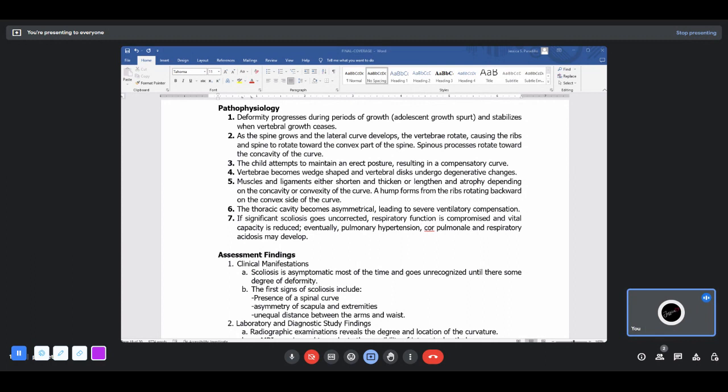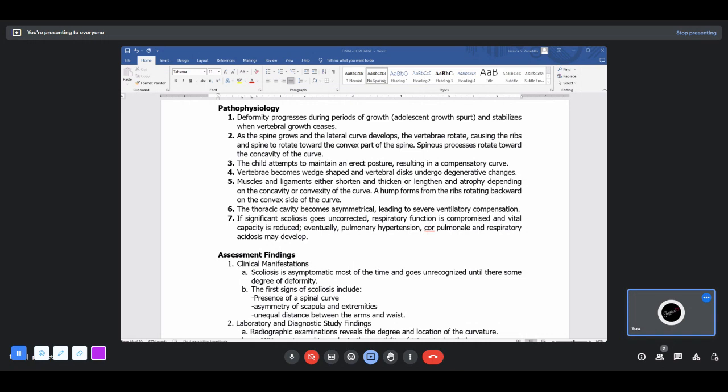When we talk about degenerative, there will be a decline or deterioration. Muscles and ligaments either shorten and thicken or lengthen and atrophy, depending on the concavity or the convexity of the curve. A hump forms from the ribs rotating backward on the convex side of the curve. The thoracic cavity becomes asymmetrical, so it is not even, leading to severe ventilatory compromise. If significant scoliosis goes uncorrected, respiratory function is compromised and vital capacity is reduced.